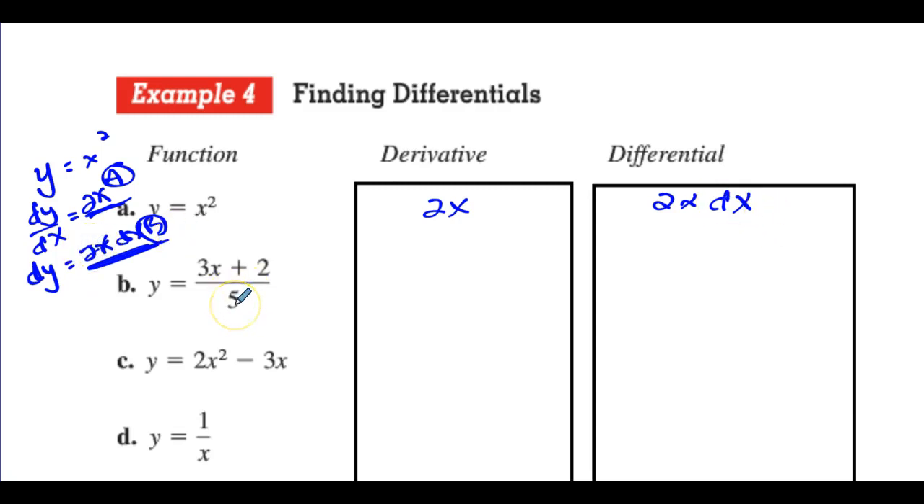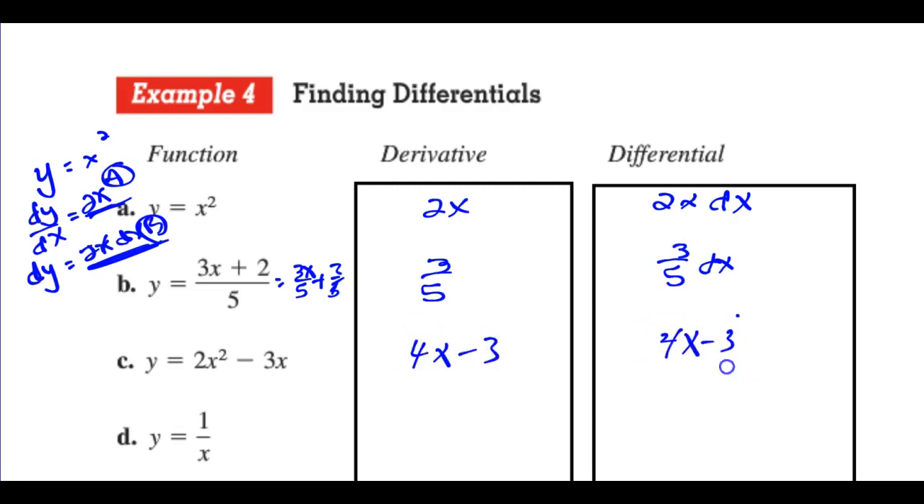So let's try that again. The derivative here is 3/5, but the differential is 3/5 dx. How did I do that so fast? Well, this is really 3x over 5 minus 2/5, and the derivative of 2/5 is just 0. Down here, the derivative is 4x minus 3, but the differential is 4x minus 3 in parentheses, of course, because that dx applies to everything.